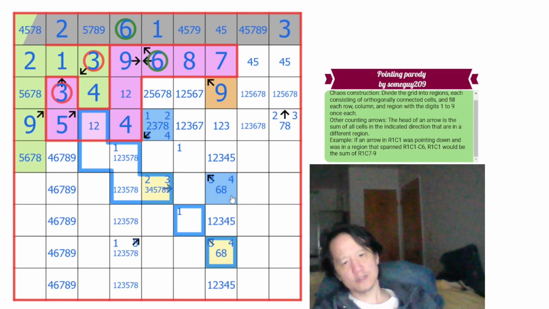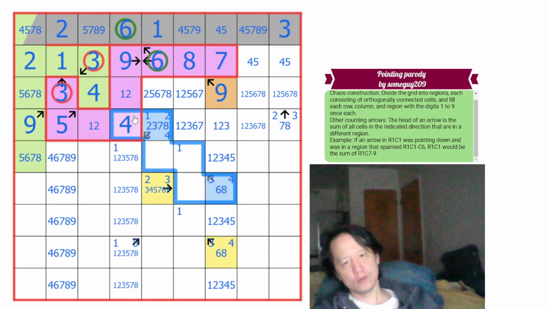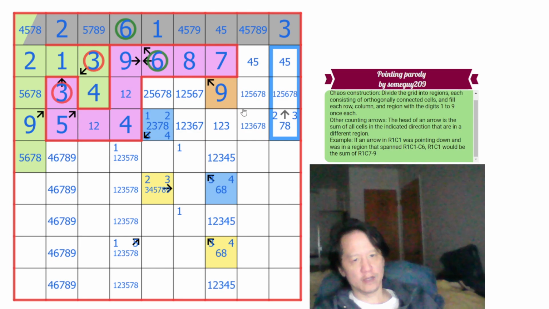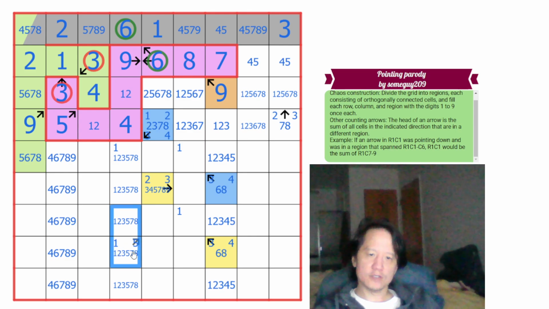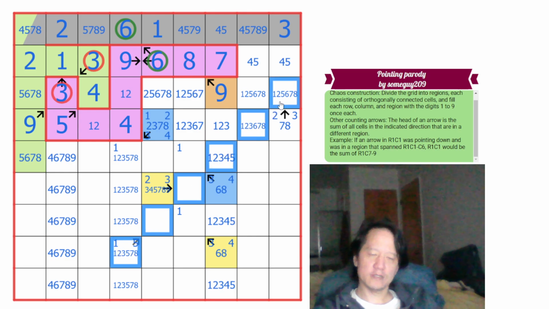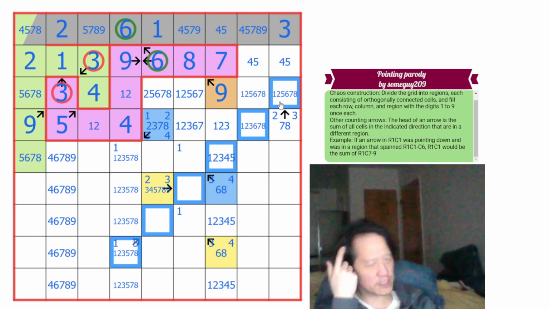So that's using this arrow and this arrow. That's using that arrow. All of these arrows are already used. This doesn't seem like it helps much there.